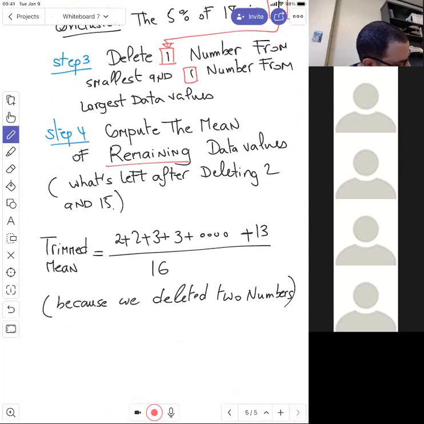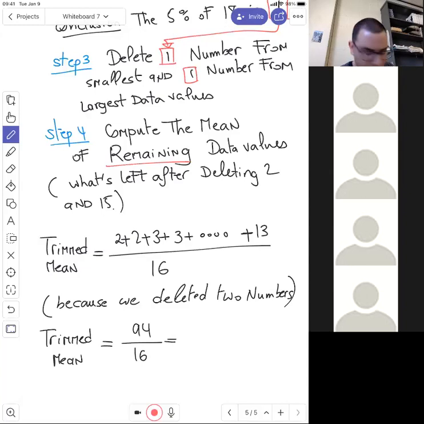Now your trimmed mean would be equal to, if you do the top, 94 over 16. I think the answer would be 5.9. Do we have to round that? No, you don't round this, not the mean or the trimmed mean.